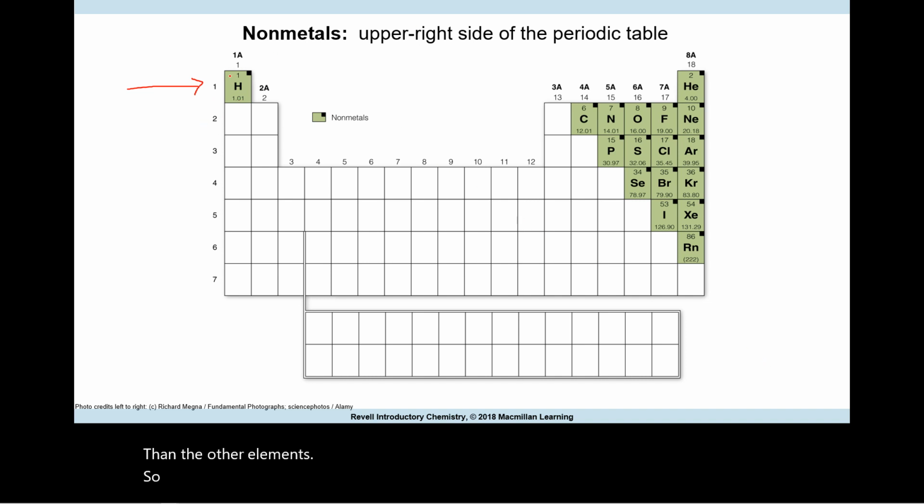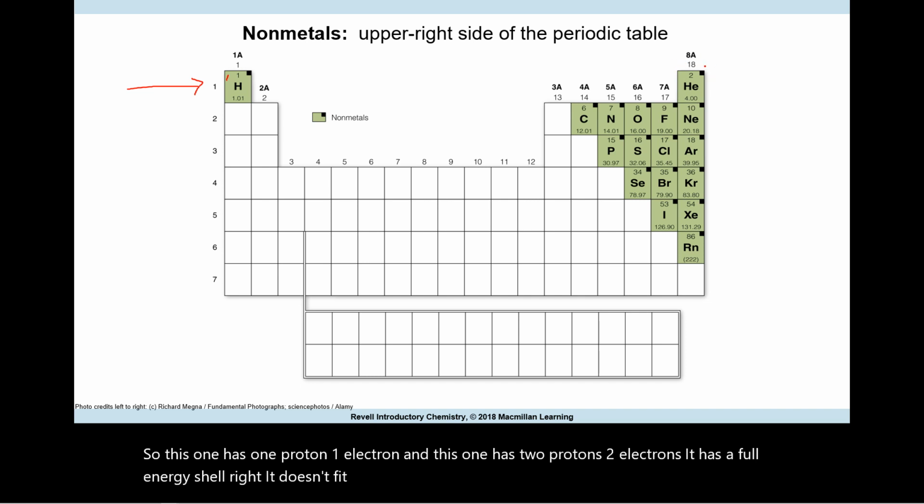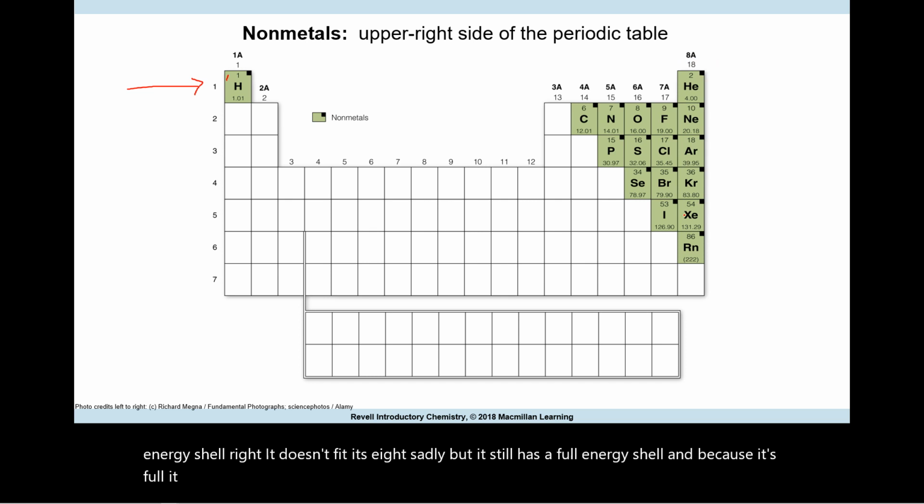So this one has 1 proton, 1 electron, and this one has 2 protons, 2 electrons. It has a full energy shell, right? It doesn't fit its 8, sadly, but it still has a full energy shell. And because it's full, it behaves like a noble gas, so helium was added to the noble gas section.